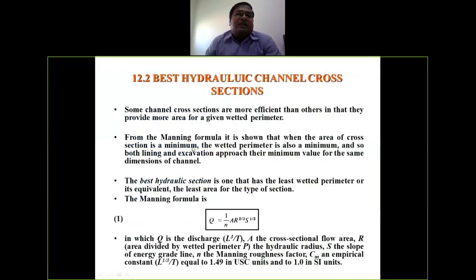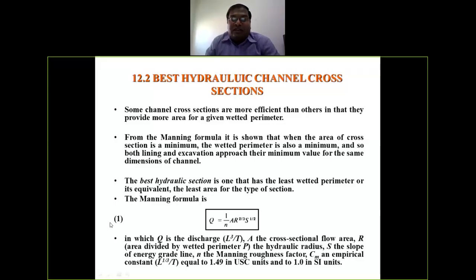Now come to the next subtopic, that is the best hydraulic channel cross section. There are many channel sections, rectangular section, trapezoidal section, circular section. So what is that? Some channel cross sections are more efficient than others in that they provide more area for a given wetted perimeter. From Manning's formula, it is shown that when the area of cross section is minimum, very important word, minimum, the wetted perimeter is also minimum. And so both lining and excavation approach their minimum value for the same dimension of channel. So the best hydraulic section is the one that has the least wetted perimeter or, its equivalent, the least area for the type of section. This is called the best hydraulic section.